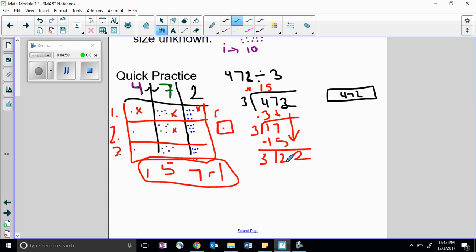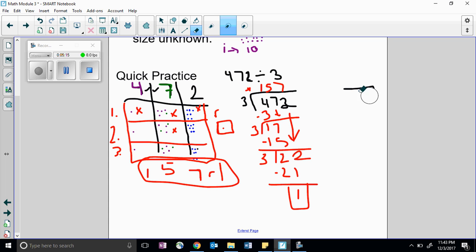Divide by 3. 3, 6, 9, 12, 15, 18, 21. Stop. So here I have 7 because I counted on my fingers. 7 times 3 is 21. Do a little subtraction here, gives me 1. Nothing to bring down, so this guy is in remainder jail. 157 with a remainder of 1.